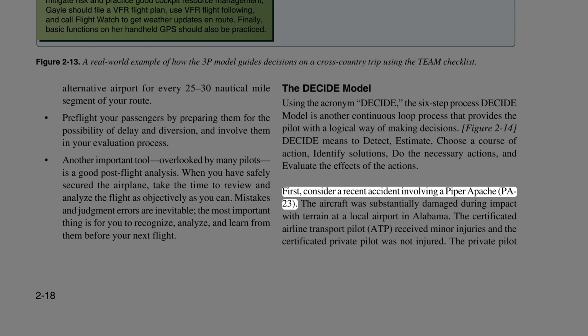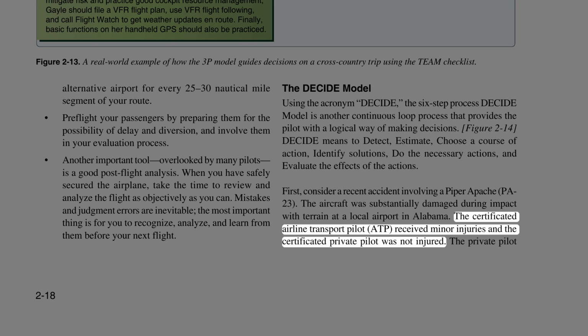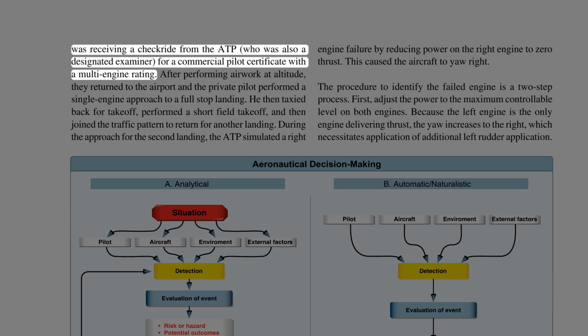First, consider a recent accident involving a Piper Apache PA-23. The aircraft was substantially damaged during impact with terrain at a local airport in Alabama. The certificated Airline Transport Pilot (ATP) and the certificated private pilot were not injured. The private pilot was receiving a check ride from the ATP, who was also a designated examiner for a commercial pilot certificate with a multi-engine rating.